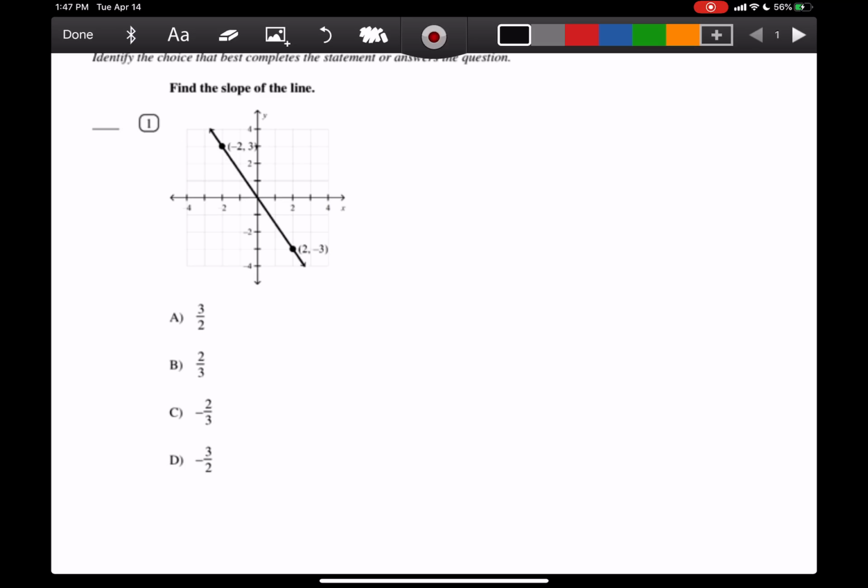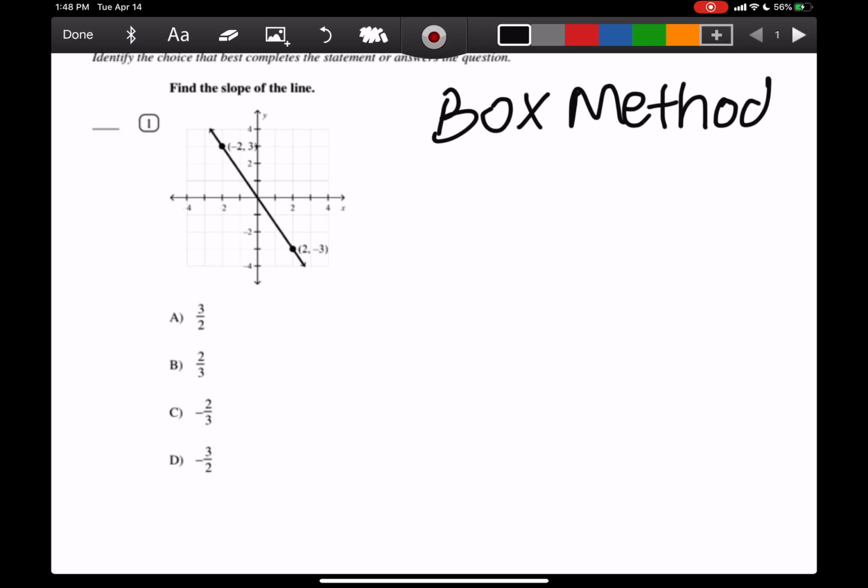Number 1, it says find the slope of the line. It's giving us a graph and then 2 points on that graph. And if you remember in school, we have 2 different ways that we can solve for slope. We can either use box method, which is what we're going to be using, so make sure you have pencil and paper to take notes, or we can do it the calculator way. We're going to start with box method here.